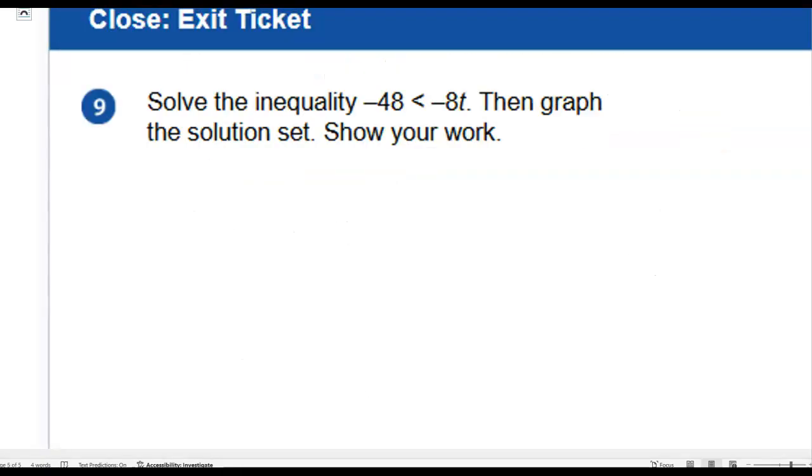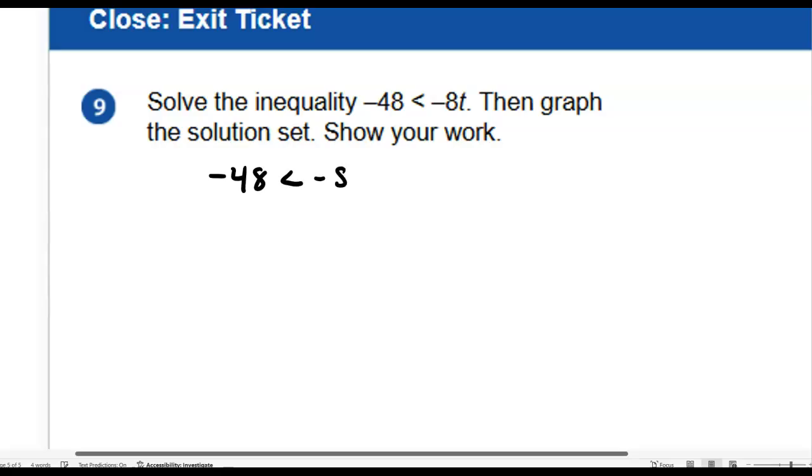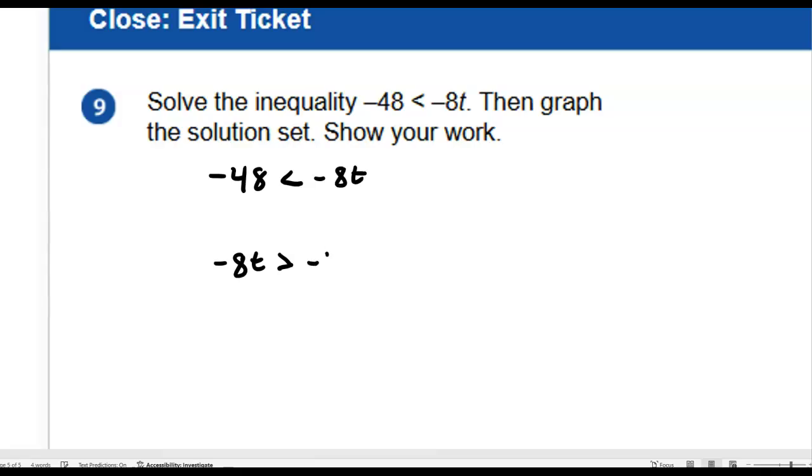For your exit ticket, it says solve the inequality negative 48 less than negative 8t and graph your solution. So this is the original problem. If I were you, I would rewrite it such that the variable is on the other side. So negative 8t, flipping my sign, negative 48. Now you should easily be able to say, okay, I've got to divide. Watch out for a flip, because you're going to be dividing by this negative 8, right? And when I divide by negative 8, that flips the inequality sign.